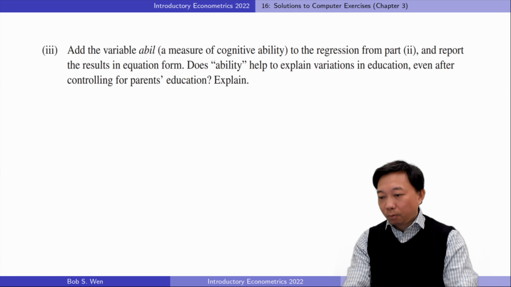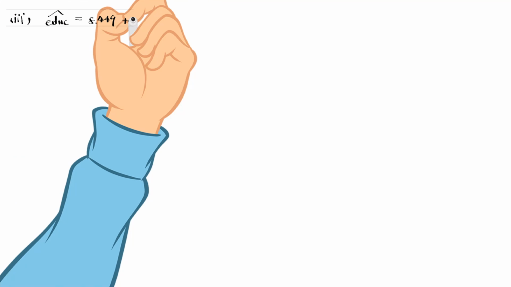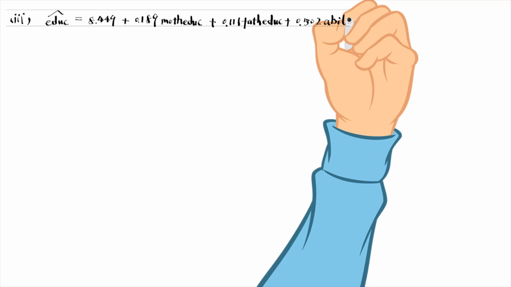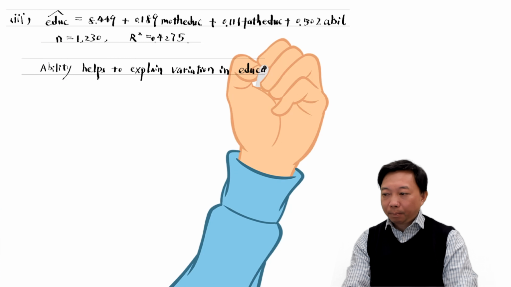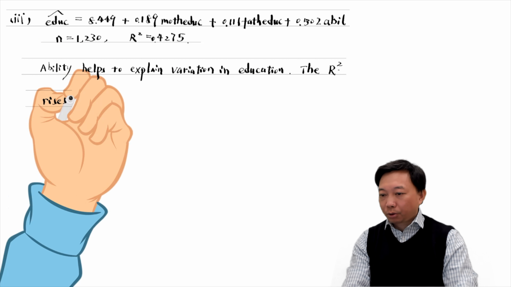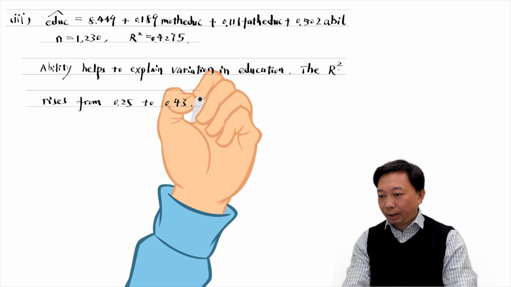We add the variable ability, and the estimation equation is as follows. The variable ability helps to explain variation in education. The R-squared rises from 0.25 to 0.43.